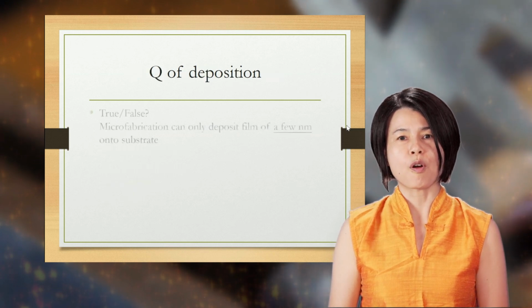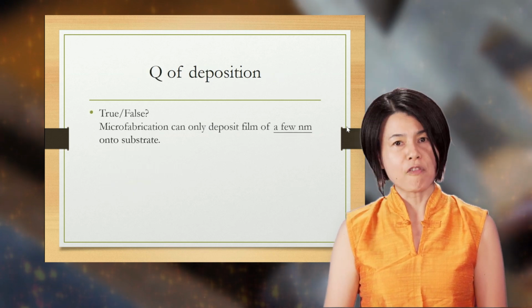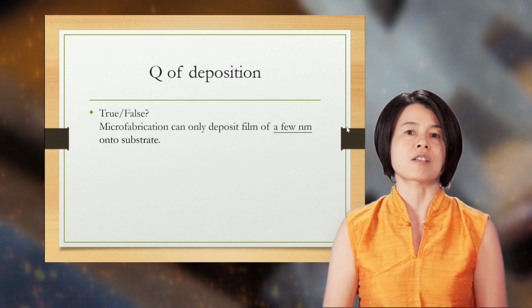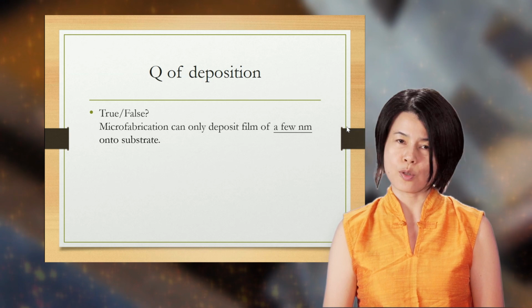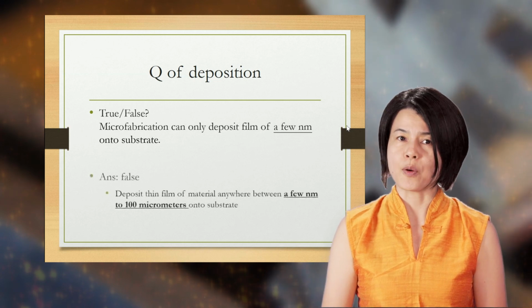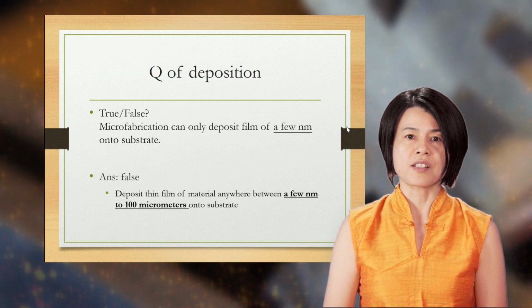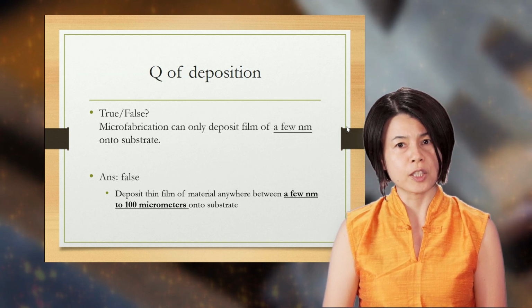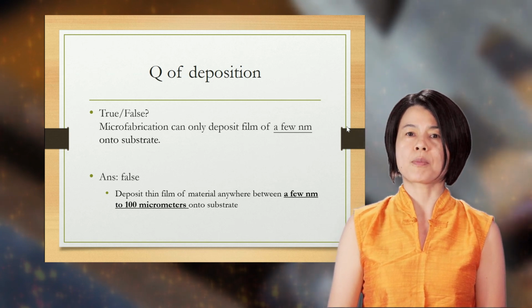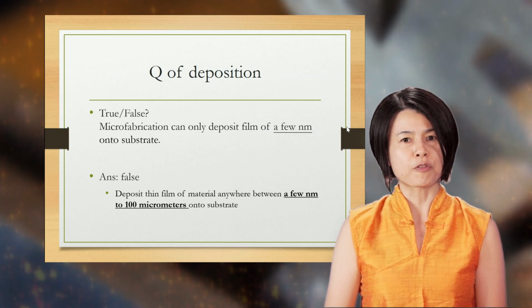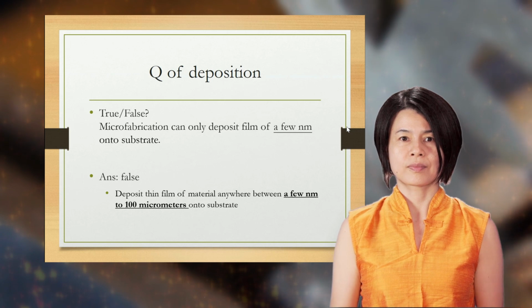Question number 1, true or false? Microfabrication can only deposit film of a few nanometers onto a substrate. True or false? Alright, the answer is false. It can deposit thin film of material anywhere between a few nanometers to 100 micrometers onto substrates. So, it's a broad range of film thicknesses.